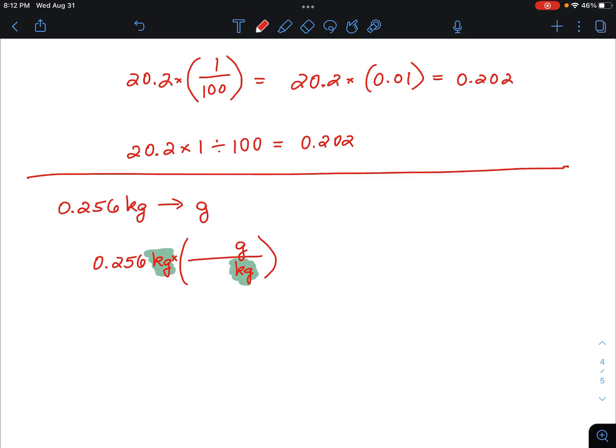Okay, so those are my units. I also need the numbers to go with them. So how many grams are in a kilogram? There are 1,000 grams in 1 kilogram. So then I cancel my units, and I'm left with grams. So then the mathematics of this is 0.256 times 1,000 divided by 1. And that gives you 256 grams.